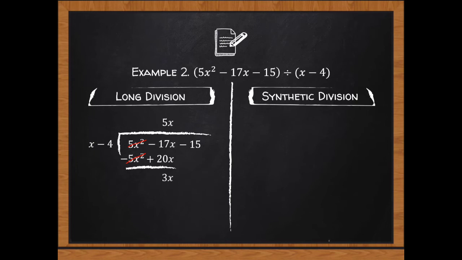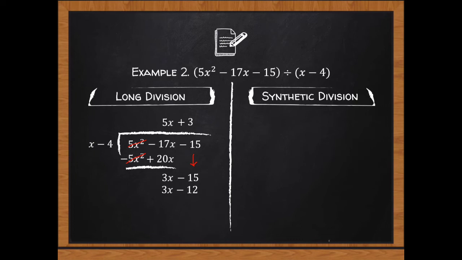And now, after getting the answer positive 3x here, ang next step natin ay bring down 15. So, that is negative 15. Sulat lang natin dito. Now, we can repeat the process. 3x divided by x is positive 3. And then after dividing, multiply na tayo. 3 times x is 3x. And then 3 times negative 4 is negative 12.